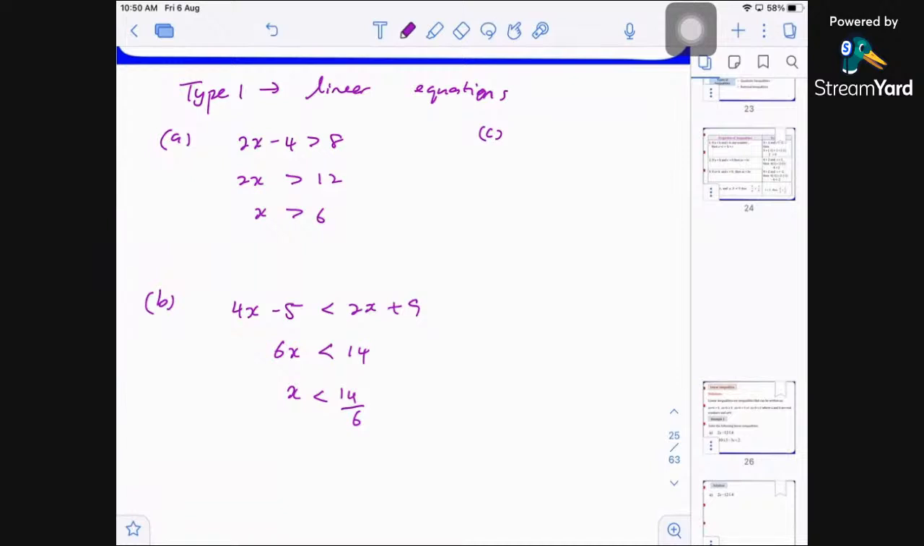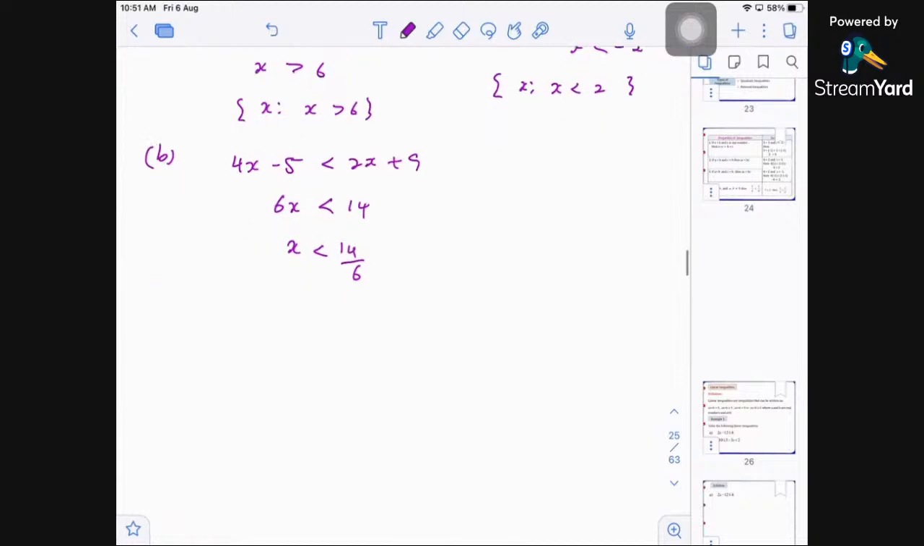But if I have negative 2x plus 4 greater than 8, so negative 2x is greater than 4. x must be less than negative 2 over here. So we can see x is less than 2. This is how you define the final answer. This is how you have to write your final answer in set form.